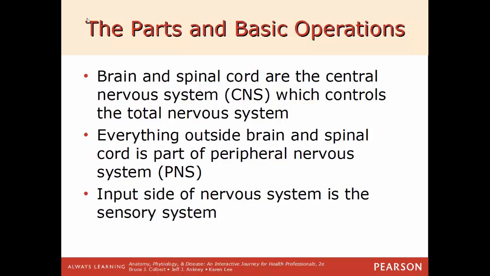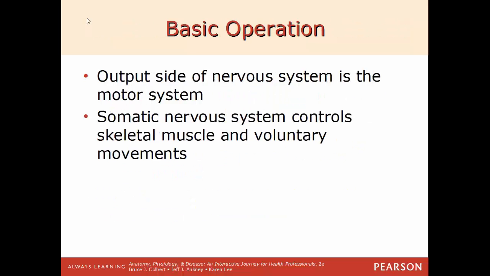Nothing else. And the input side of the nervous system is the sensory system. Whenever you are receiving sensory information, whatever you are seeing, hearing, smelling, tasting, touching, all that is sensory information. That's information that gets sent to the brain. The output side of the nervous system is the motor system. So, for example, being able to see a glass of water is input, or information going into your brain. Reaching out and grabbing it and drinking it, that's a motor function. That's the output side of the nervous system.